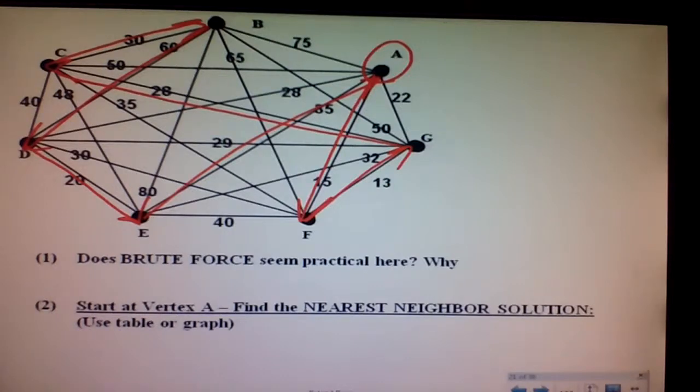So we found number 2. Does brute force seem practical here? No. Why? It's too many. Okay, there's 7 vertices, which means my degree of each vertex is a 6, and 6 factorial means I have 720 circuits to draw. So 720 is way too much for you to do.